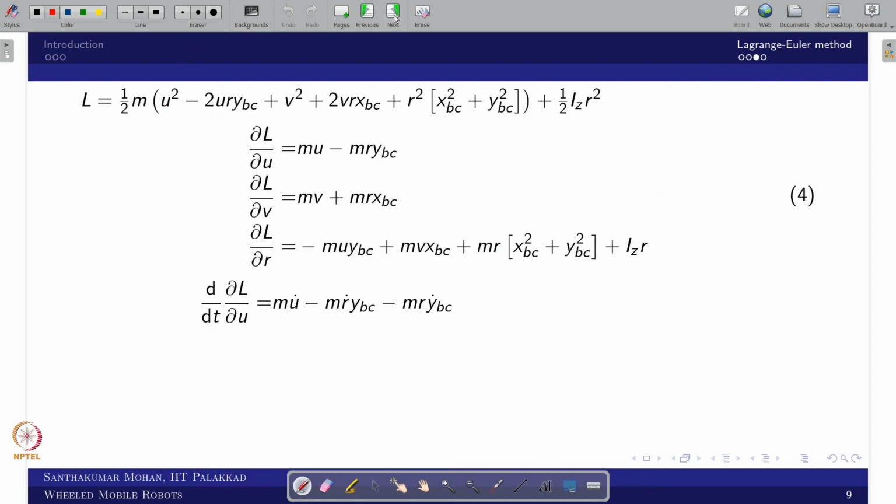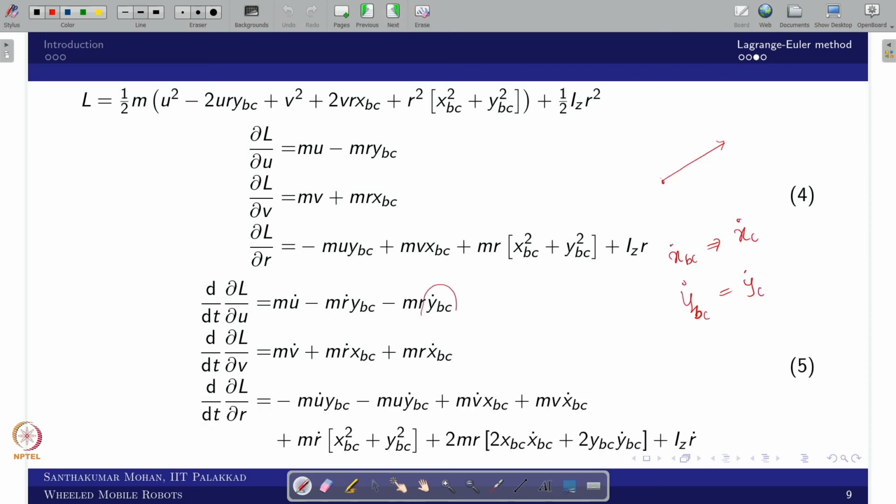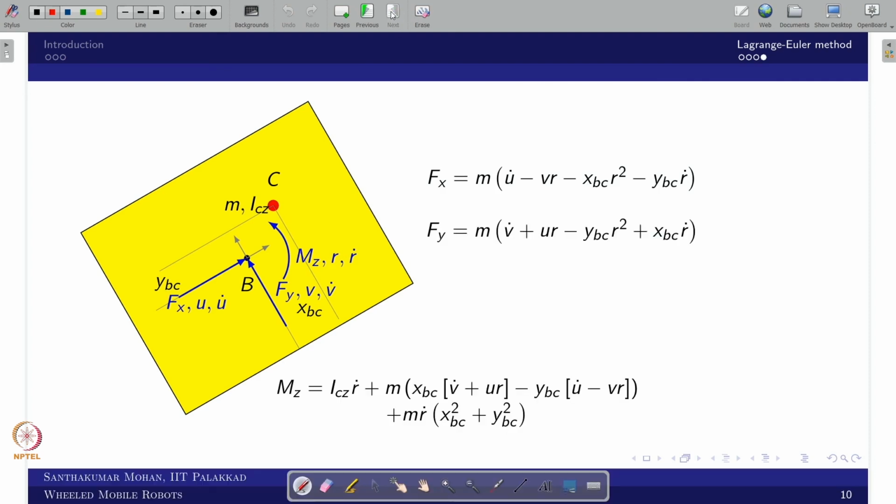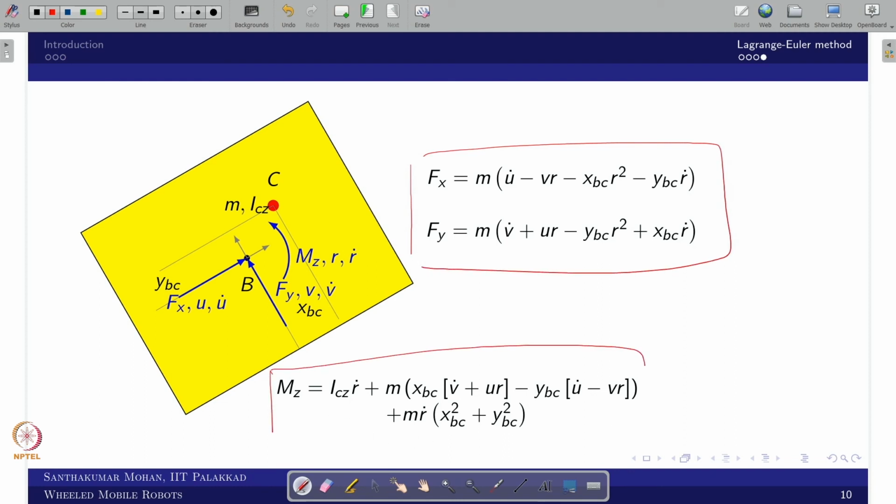Now you can see, if you take a time derivative, all of these are going to come, and you already know what YBC dot and XBC dot are. Then you substitute and you will get the final equation. That is what you call Fx, Fy and Mz. So now you can see this is the equation we obtained for the x-axis force, the y-axis force, and the moment.